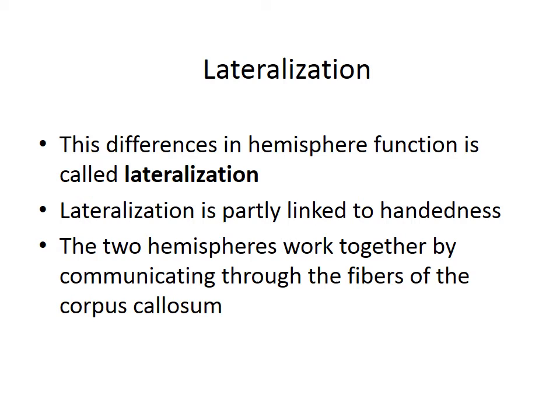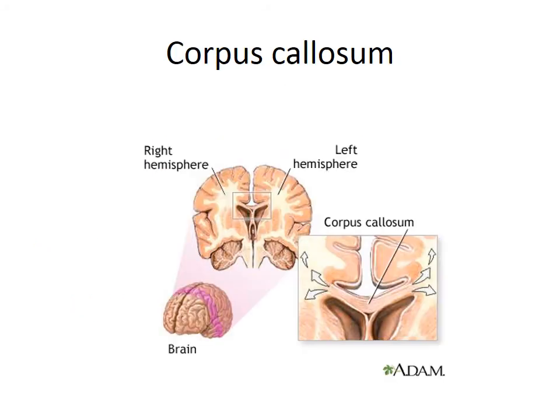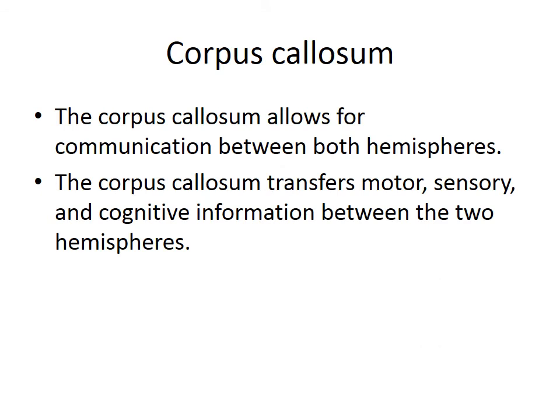The two hemispheres work together by communicating through the fibers of the corpus callosum, which I showed you in a previous picture. And here it is again. So here is the right hemisphere, the left hemisphere, and then you have these tissues that connect the two, and that is the corpus callosum. The corpus callosum allows for communication between both hemispheres. The corpus callosum transfers motor, sensory, and cognitive information between the two hemispheres.